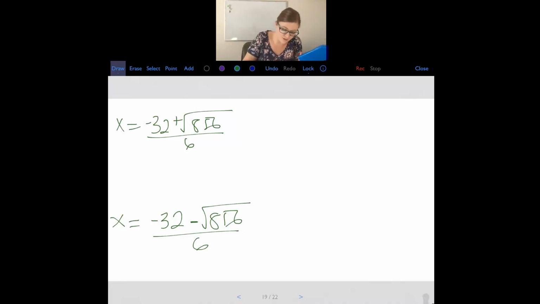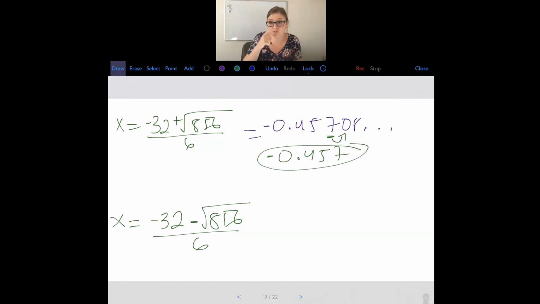The first is to do the numerator first, so negative 32 plus the square root of 856. Okay, and you get a long decimal. So do the numerator, then hit enter, because the entire numerator is divided by 6. And then divide by 6 to get negative 0.45708, and we're supposed to go to 3 decimal places. So this will stay as negative 0.457, exactly what we got when we graphed it.